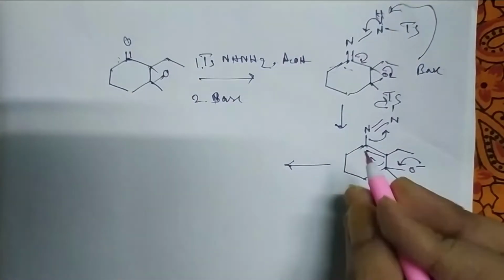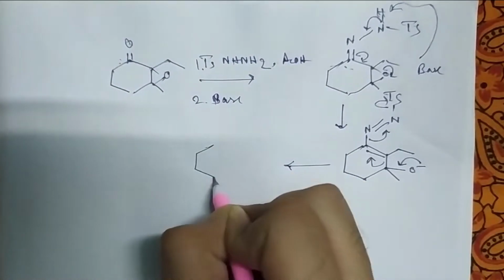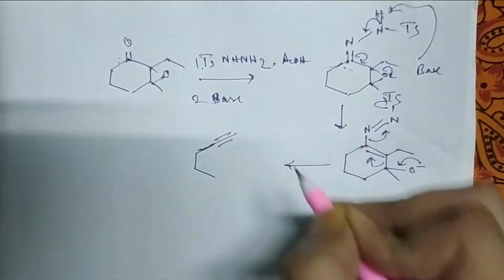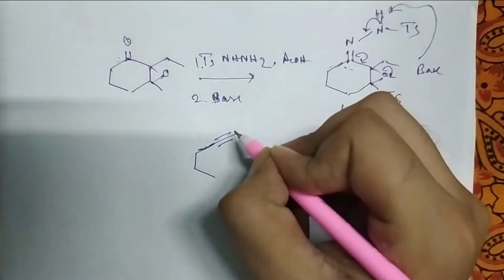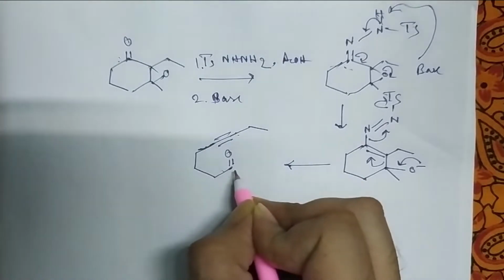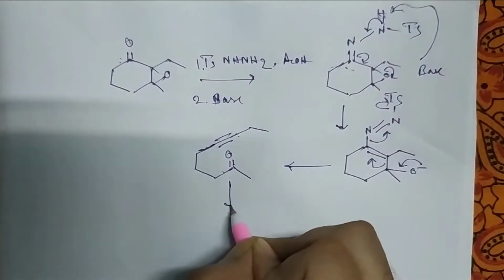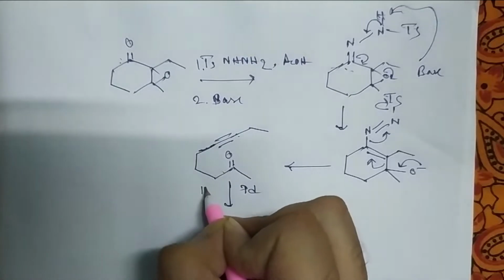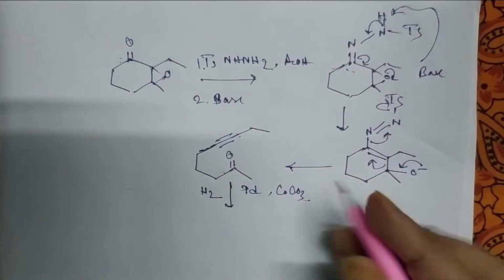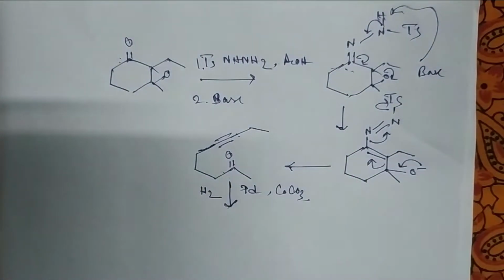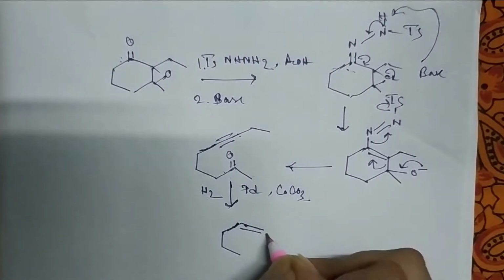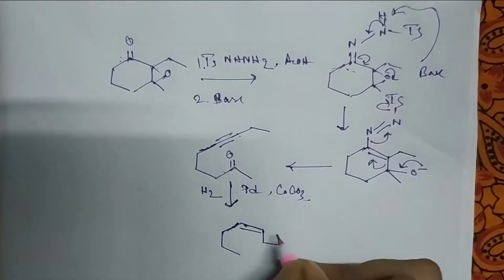That leads to formation of the triple bond, and here occurs this. After that it is treated with hydrogen, palladium on calcium carbonate, which undergoes reduction of the C triple bond C, but only up to the double bond stage, and that produces the cis double bond. That is okay. So we got this.